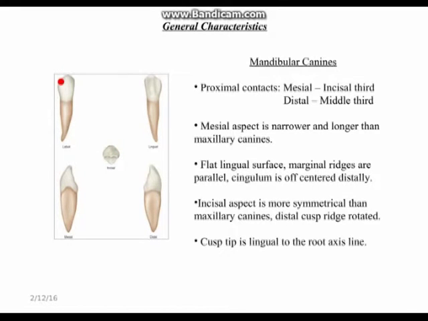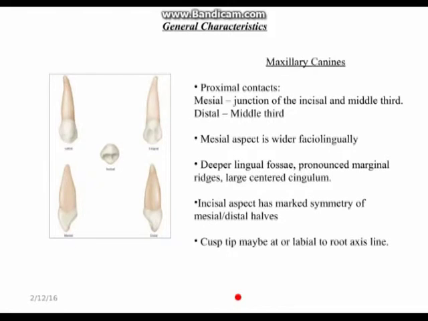So we got the distal cusp ridge is kind of rotated. Cusp is lingual to the root axis line. Remember, in the mandibular teeth, even in the incisors, that's the same concept. The cusp tip is lingual to the root axis line. Okay, so these are just general characteristics of the mandibular canines. Let's move on to the maxillary.